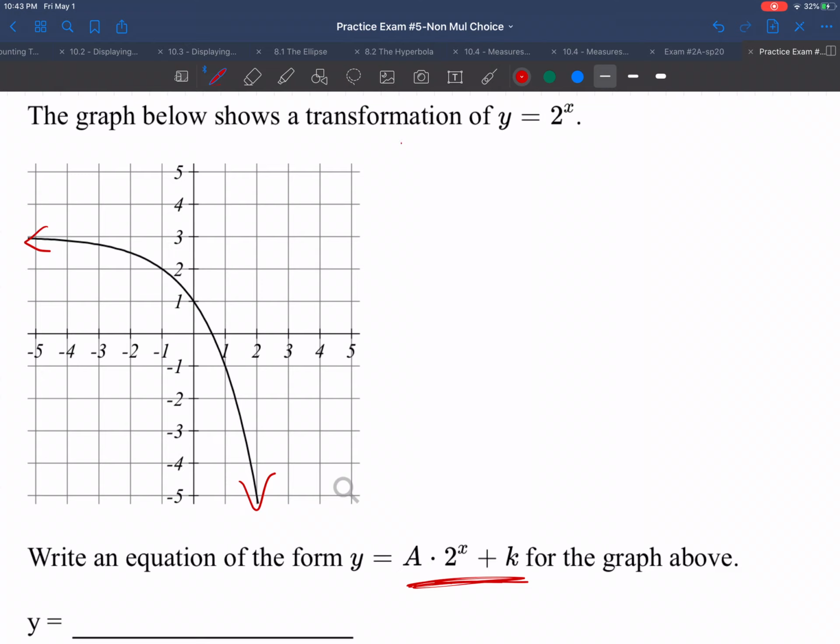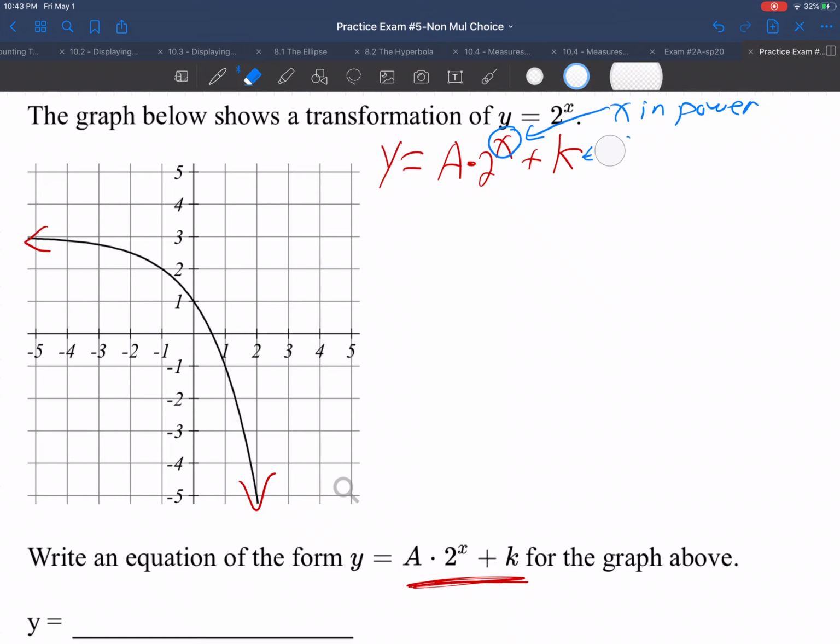They're saying this equation is y equals a times 2 to the x plus k, and they want me to find the a and the k. So first off, what is this number? So this is exponential, right? This is an exponential function because x is in power. So x in power, we call that exponential.